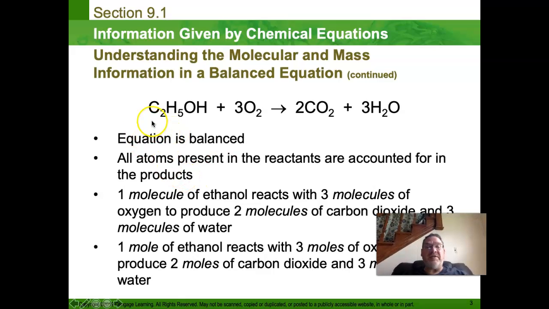So in the above equation here, each of the coefficients tells us we've got 1 molecule of ethanol, 3 molecules of oxygen. Well, instead of looking at a single molecule, let's take those same coefficients and apply them to the mole. So 1 mole of ethanol, 3 moles of oxygen, 2 moles of carbon dioxide, 3 moles of water. So each of the coefficients now tells us the number of moles for each respective substance in the reaction.